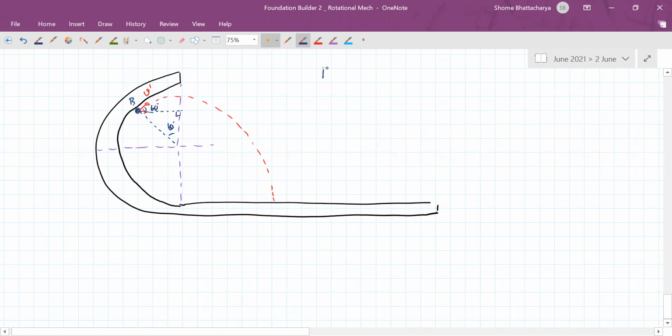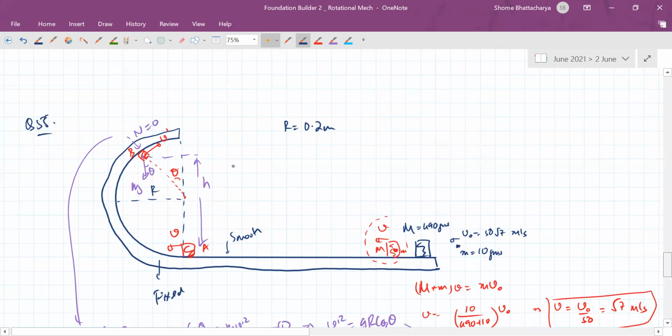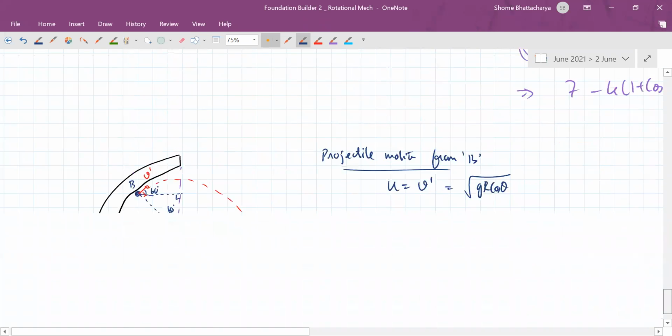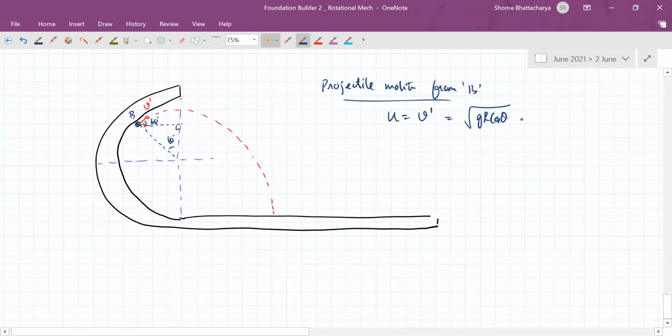So the projectile motion from B, for that projectile motion, the initial speed is actually this V prime, which you'll remember is square root of gr cos theta, from the equation above, equation C. So it's square root of 10 into 0.2 into cos 60. So it is 1 meter per second.